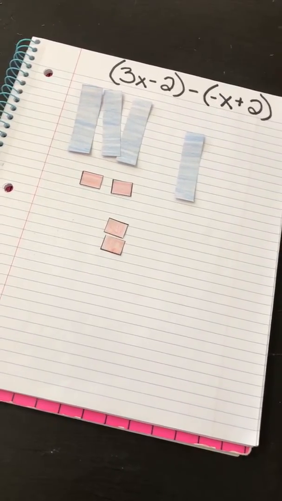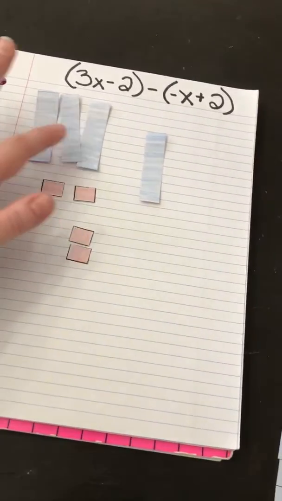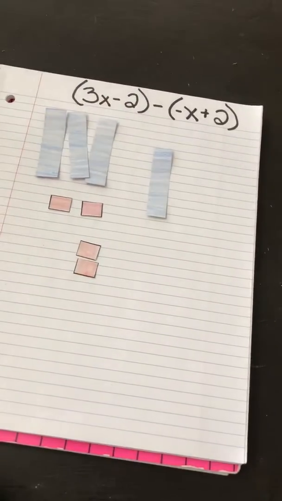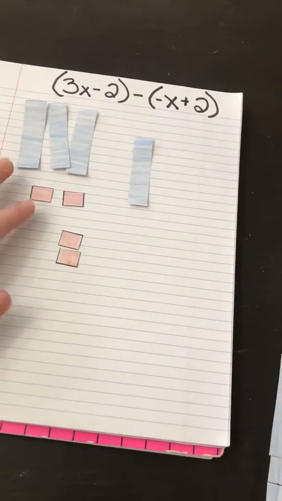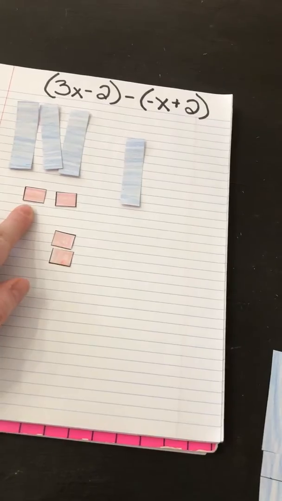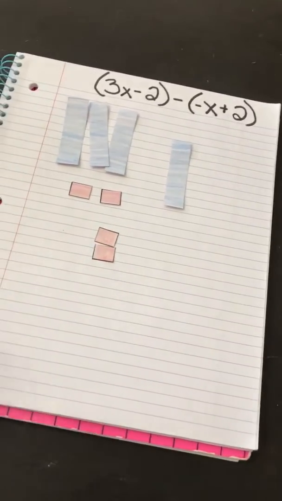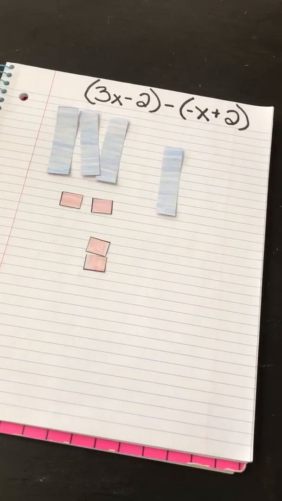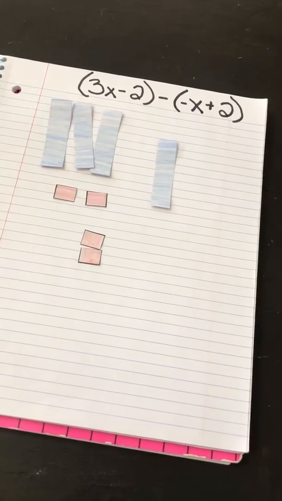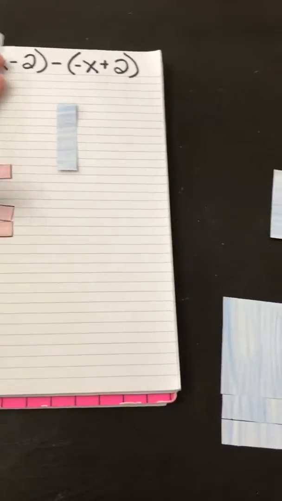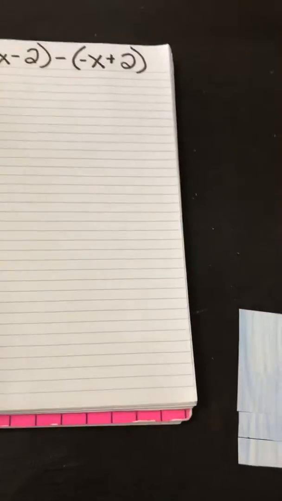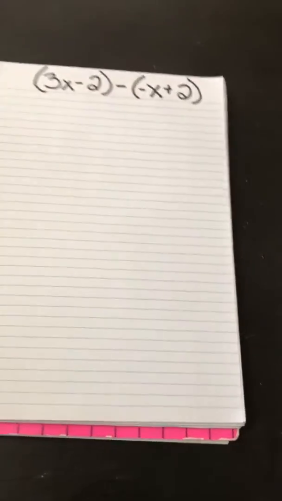Now I have my final answer, which is 1, 2, 3, 4 x's and 4 negatives. So 1, 2, 3, 4. So all together this creates an answer of 4x minus 4. Now we're going to look at our next problem. Let's clear the board.